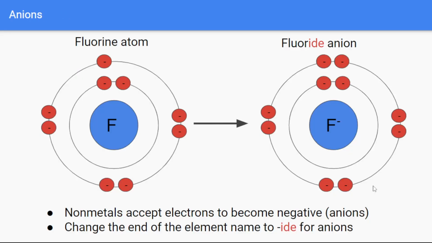And this happens because atoms need 8 valence electrons to be stable. In the example of fluorine, you have 7 valence electrons. It gains 1 to become negatively charged. So when that happens, we change the name from fluorine to fluoride. You have to do this with all of the nonmetals.